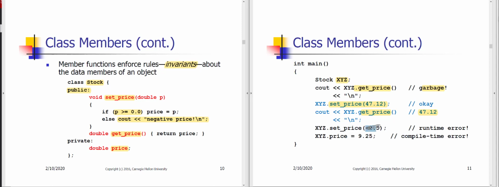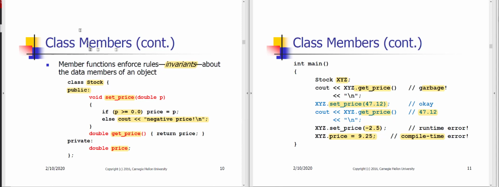If I attempt to set a negative price, then as we've seen, I get a runtime error. The program yells at me and says that I have a negative price. Or if I directly try to assign 9.25 to that price data member, that will be an error at compile time because it's an access violation. Price is private within the stock class. The main function is not within the stock class.